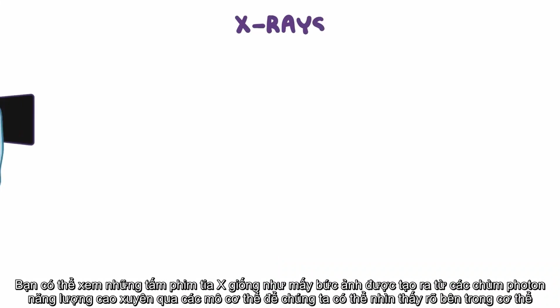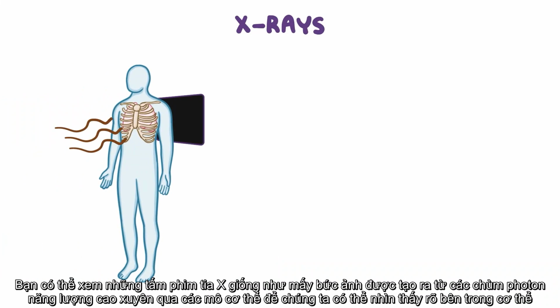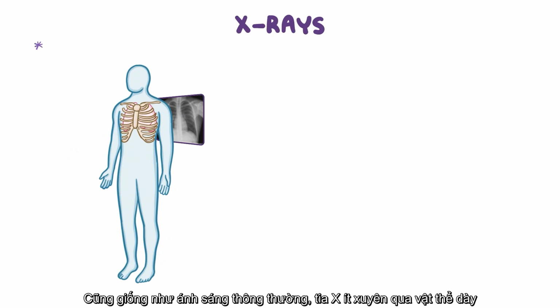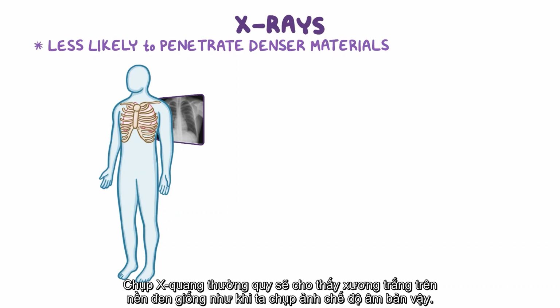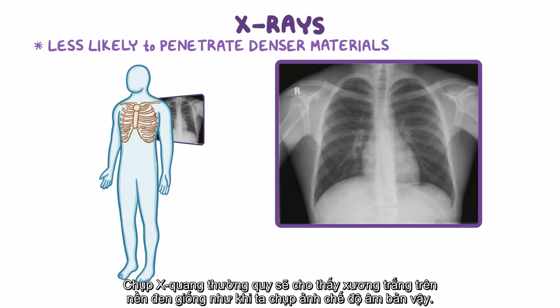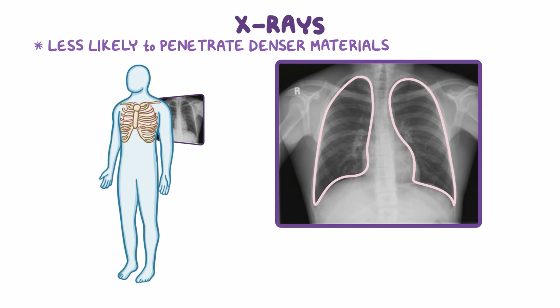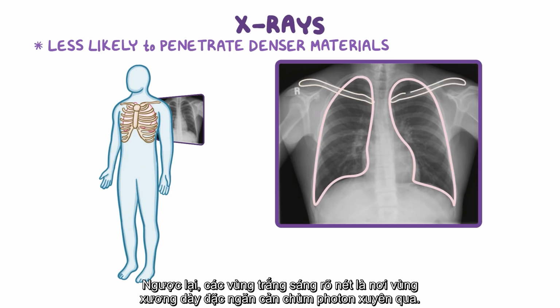You can think of X-rays as photos made from high-energy photons that penetrate the body tissues so that we can see what's going on inside. Just like visible light, X-rays are less likely to penetrate denser materials. Conventional X-rays that show white bones on a black background are like photographic negatives. The darkest parts of the film, like the lungs, are areas where more photons can penetrate the body. In contrast, the sharp, bright white areas are where the dense bone material blocks photons from getting through.